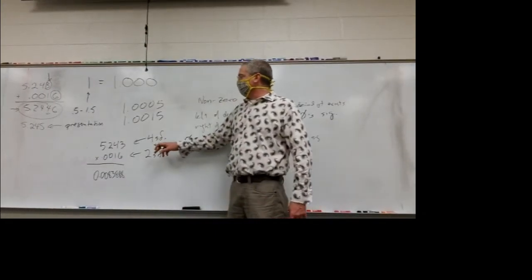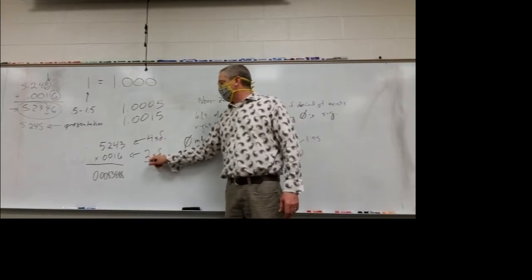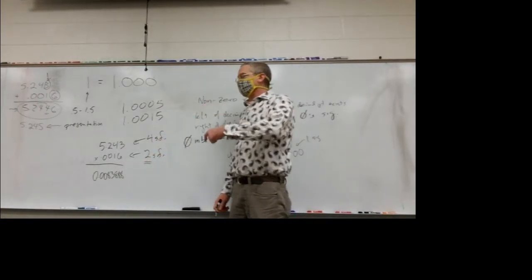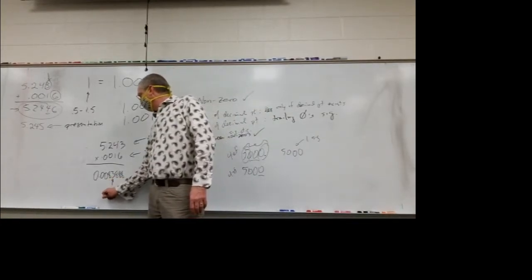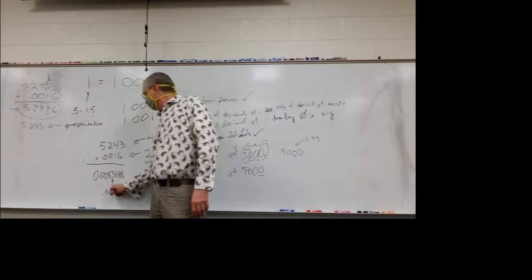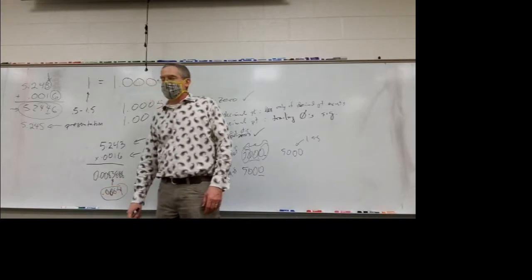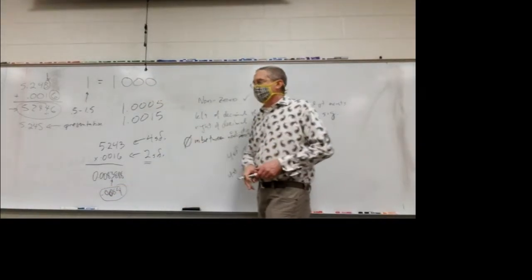Now, when multiplying and dividing, we care about the number of significant figures. This has only 2 significant figures, so our answer has only 2 significant figures. And so that means we're going to round here, so 0.0084 is our presented answer.